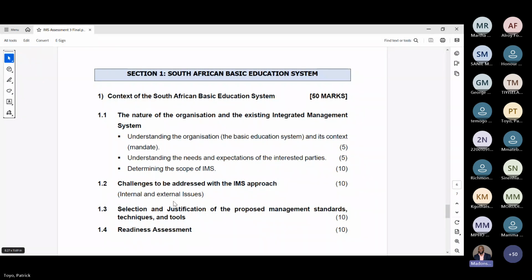Firstly, understanding the mandate of the Department of Education, especially basic education. What is the mandate? What is expected of them? Therefore, what are the needs and expectations of those parties? You need to identify the parties that have an interest in this department and what their expectations and needs are. And then from the case study as well, you establish the gaps. You establish what they are lacking. They're lacking this and this and this. Who is it affecting? These are the things we now need to unpack.